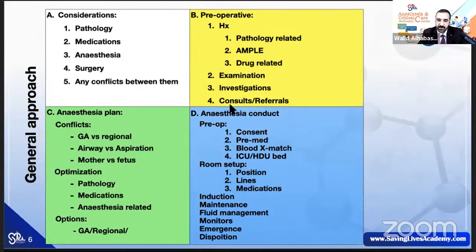Then the day of surgery, this is now the anesthesia conduct, and there is still a preoperative element of the anesthesia conduct. So this is pre-op assessment and planning, okay? And this is conduct of anesthesia. Consent, pre-medications given on the day of surgery, blood cross-matched, the ICU or high dependency unit bed or step-down unit bed, the room setup, the patient position, the lines, the medications. Then you start here, towards the end is the induction.